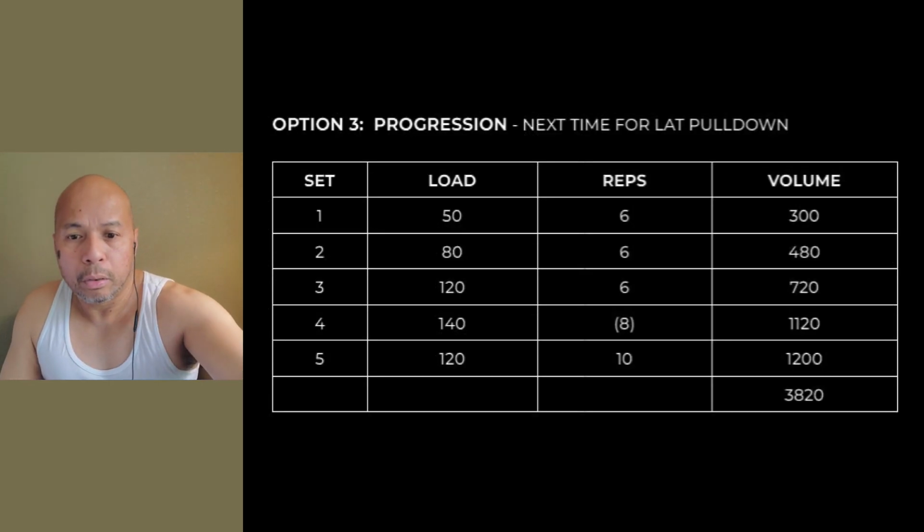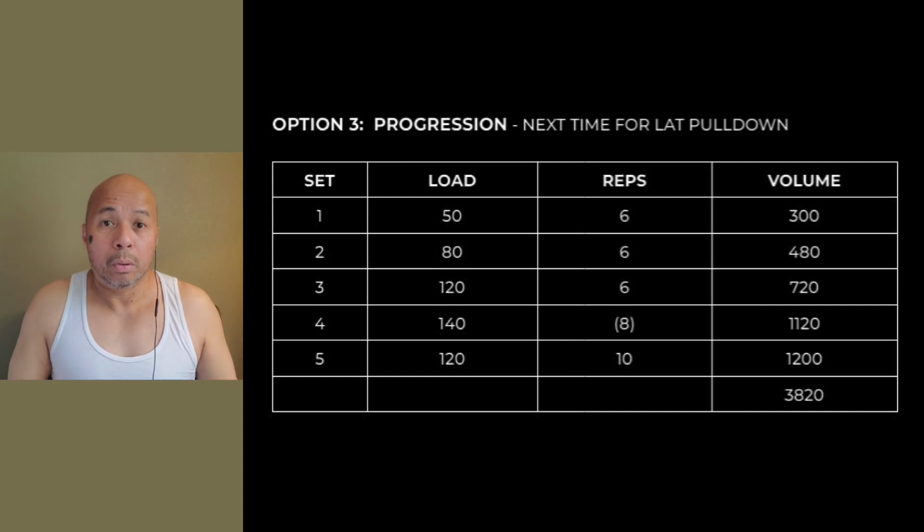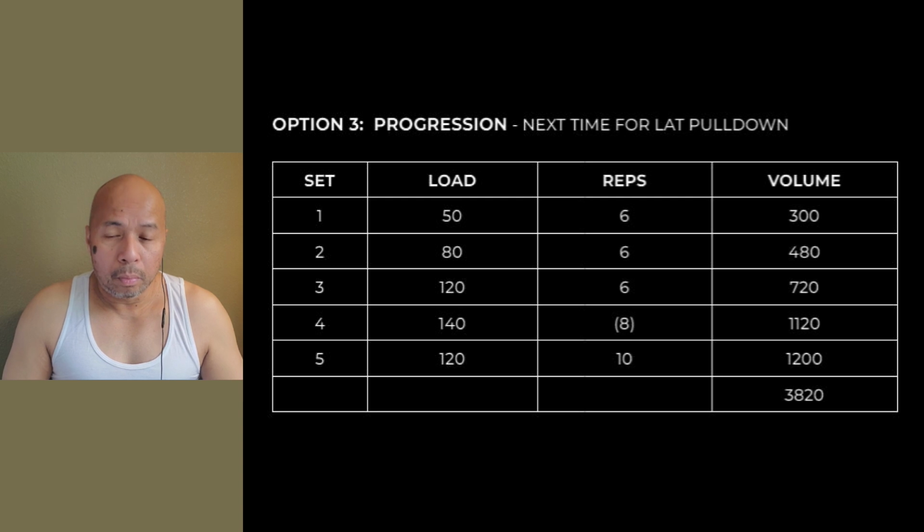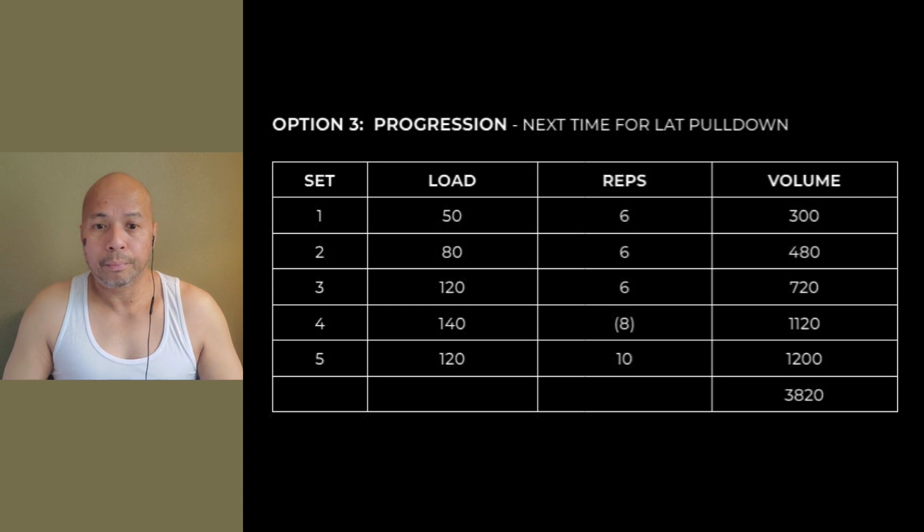Now let's look at the third progression. This is a more aggressive approach, and I only recommend this for people that have experience. If you have at least 2 years experience lifting heavy weights in the gym, this might be a good option for you. So if you look at set number 1, I chose to do fewer reps. 50 pounds, 6 reps instead of 8. Same amount for set 2, but we do 6 reps. Number 3, 120, a little heavier than last time, 7% increase, 6 reps.